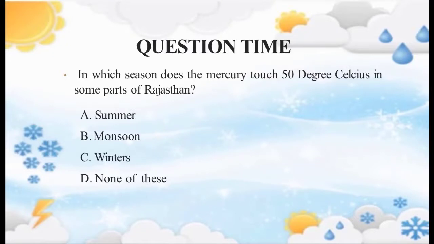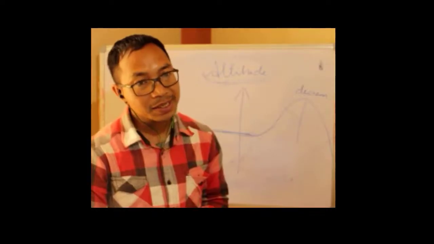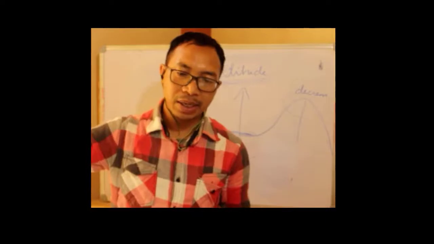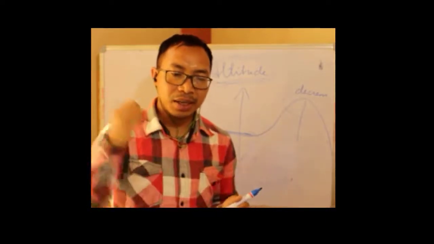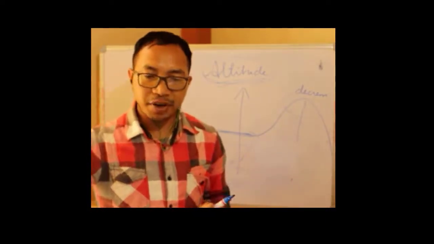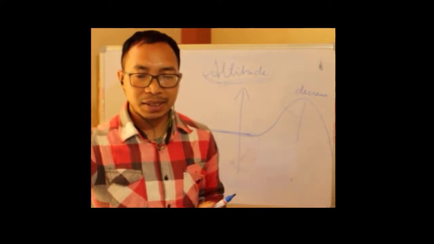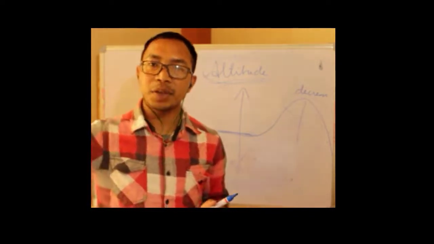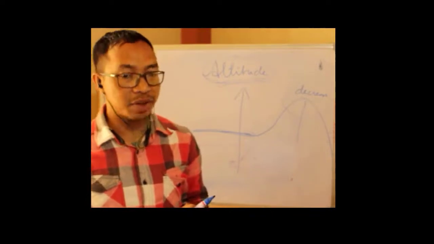So, question here. In which season does the mercury touch 50 degrees Celsius in some parts of Rajasthan? Is it summer season, monsoon season, winter season, or none of these? It will be in summer, because we know that summer is hot, and Rajasthan in the summer season is very, very hot, and the temperature can even go up to 50 degrees Celsius.